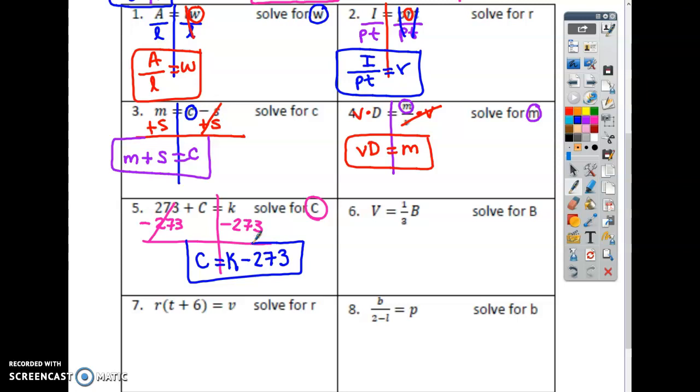Okay, number 6. What am I solving for? B. What is B doing? It's multiplying by a fraction. And I don't know if you remember that when you multiply by a fraction, you have to multiply by the reciprocal. So the reciprocal of 1/3 is 3. So I'm going to multiply both sides by 3. This one's probably the hardest one to understand. Okay, but when you see a fraction, you need to multiply by the reciprocal. So now I have 3 times v, that's 3v equals big B. Okay?